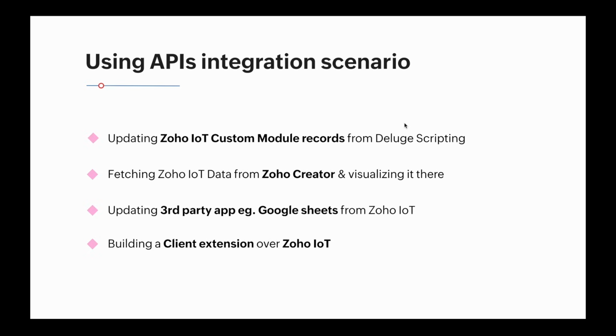And the third is updating Zoho IoT information on a third-party cloud service, which is Google Sheet. And also building a client extension, which is the last part I mentioned, a totally new client way of rendering things, and how you can add that into our application.